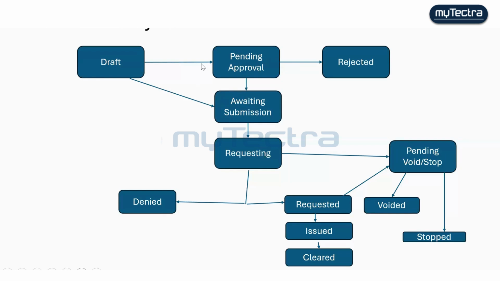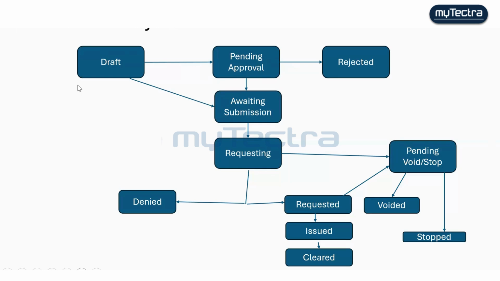Pending approval means it will go to your supervisor. An activity will be created for him to either approve or reject this. Once he approves, your check status will move to awaiting submission. Suppose he rejects, the cycle ends. It will just go to rejected. You have to create a new check. This is the first thing.